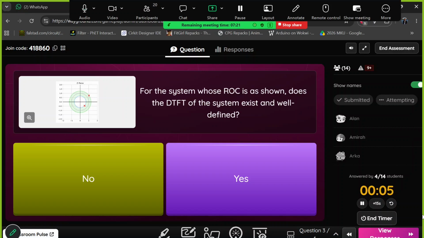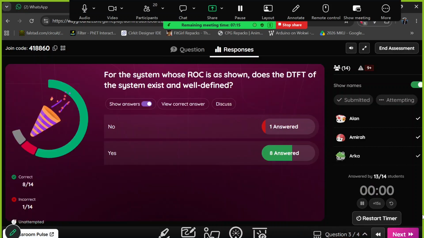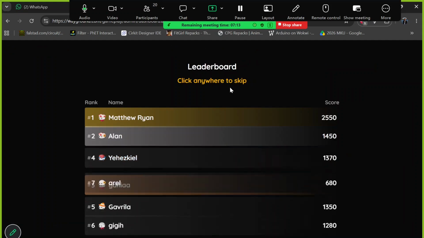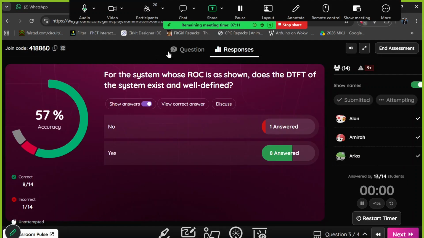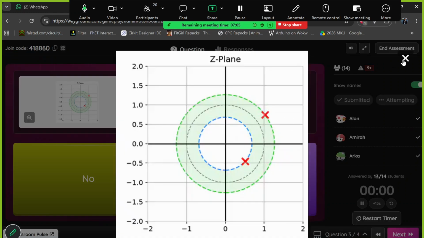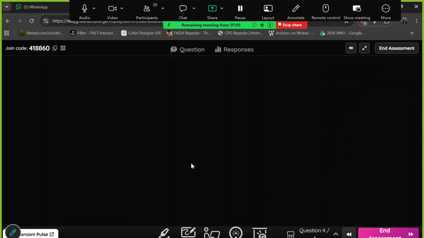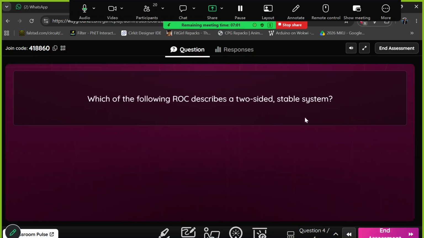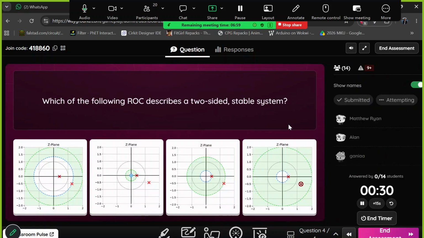Yes or no? Is the system with this ROC stable? Does it have a DTFT? Okay, good. Most of you answered correctly. So it does have the DTFT, because the ROC actually includes the unit circle. Very good. Next one, I think this is the last one.